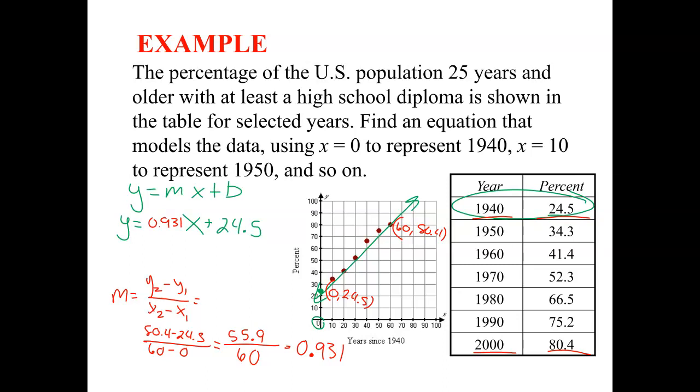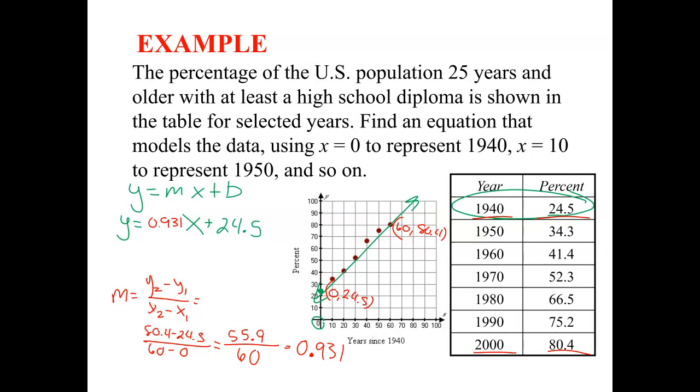So y equals 0.931x plus 24.5. As a general rule when writing your equations, don't mix fractions and decimals. If you have a decimal for your y-intercept or for your slope, you want to make sure that they match. It's just in bad form to write a fraction for your slope and a decimal for your y-intercept. So if you have a fraction for your slope, make sure you have a fraction for your y-intercept, or vice versa. As long as you're consistent, that's fine.